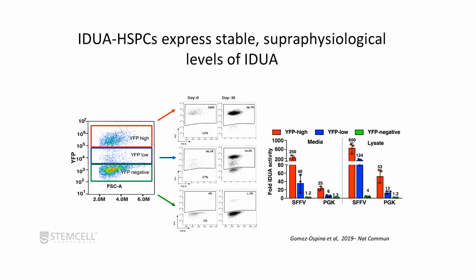Now, if you compare the modified cells with unmodified cells, you can see that cells expressing iduronidase driven by the SFFV promoter have several hundredfold more enzyme expression, and cells modified with the PGK cassettes expressed between 25 and 54 times more enzyme. The enzyme can be measured in lysates, but as I mentioned before, these are normally secreted, so we measure it also in the media. So, as we meant to do, we're expressing supraphysiological levels of the enzyme.